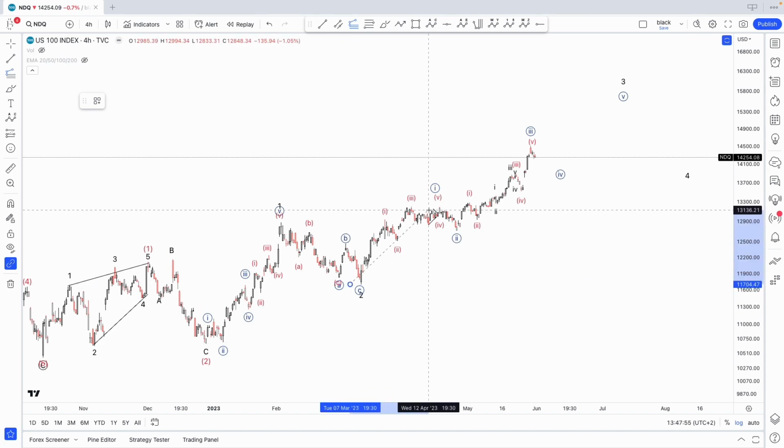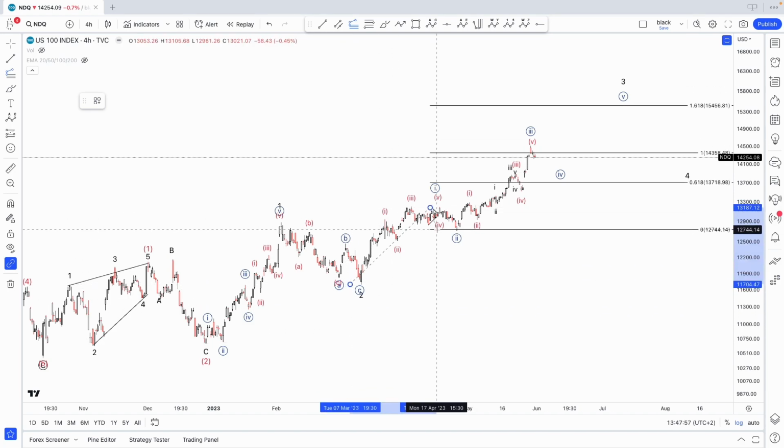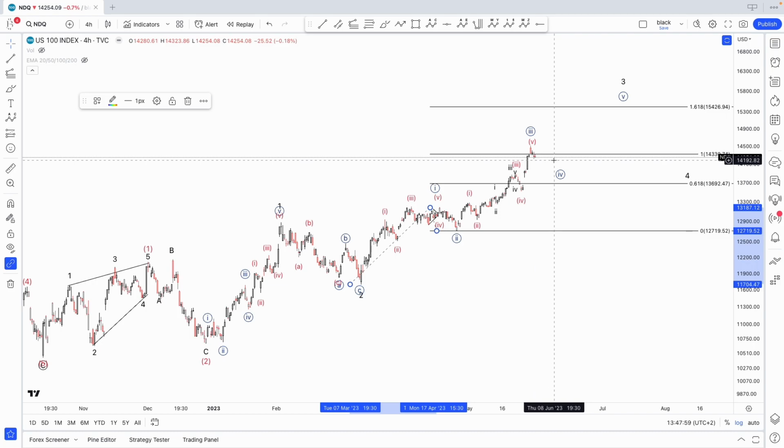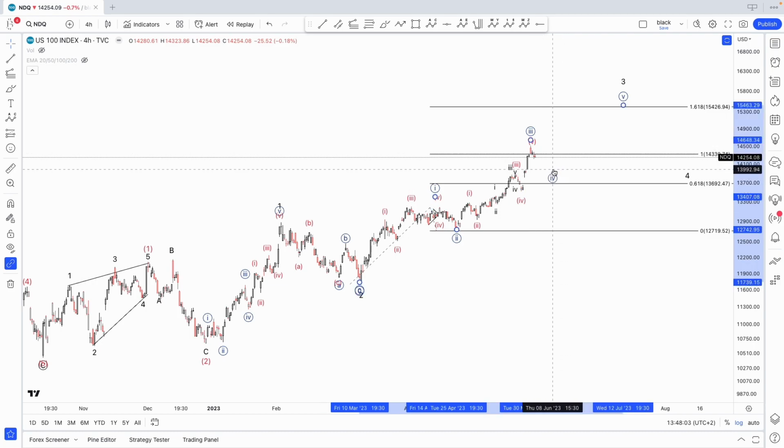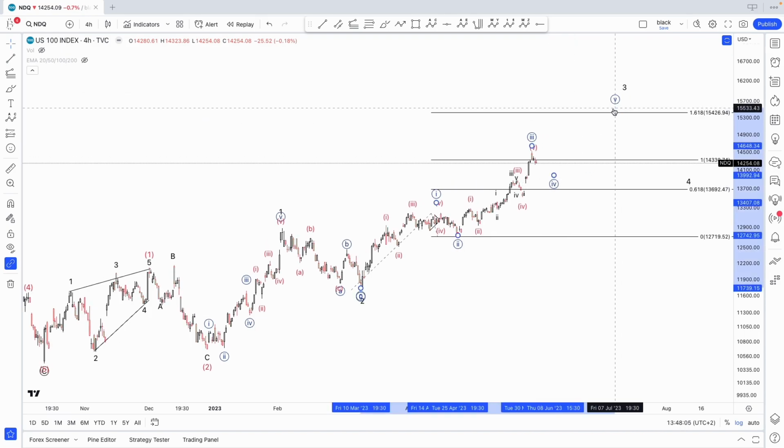If we look at wave 3 against wave 1 of minute degree, we see how we just reached equality, past equality. We now could be pulling back for wave 4 and then further upside to wave 5.